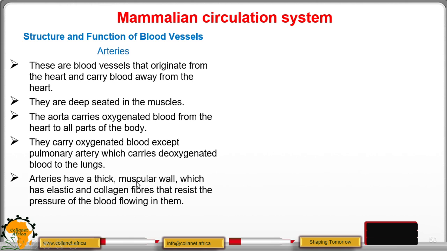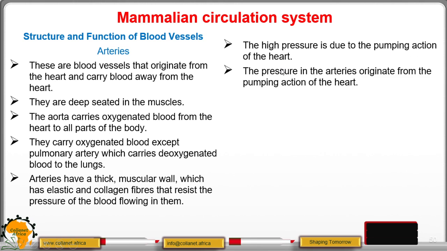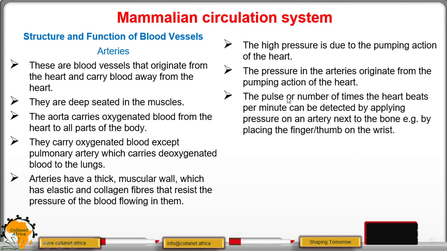Arteries have a thick muscular wall which has elastic and collagen fibers that resist the pressure of the blood flowing in them. The pressure is due to the pumping action of the heart. The pulse, or the number of times the heart beats per minute, can be detected by applying pressure on an artery next to the bone, for example, by placing a thumb on the wrist of your hand.